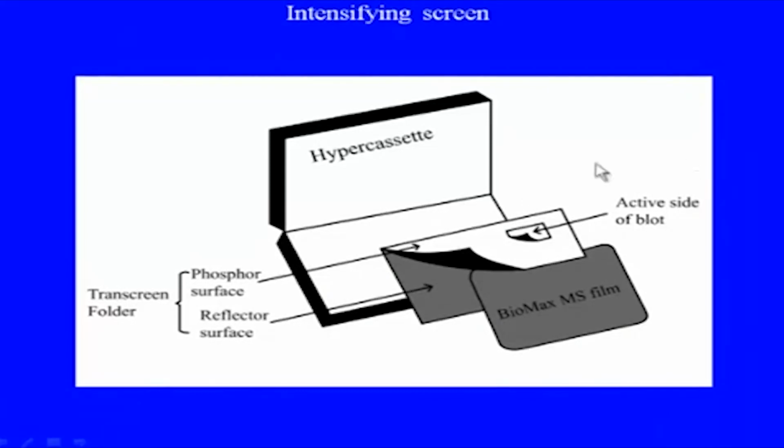This is shown here. There is a cassette, a hypercassette, there is a particular kind of film, and the sample could be placed in here. This is the active side of the blot and there is a phosphor surface. So, when the high energy particles or rays cross over and do not properly expose the X-ray film from the sample, then an image is superimposed which is made from the fluorescence of this phosphor compound. So, this is another method which could be utilized.